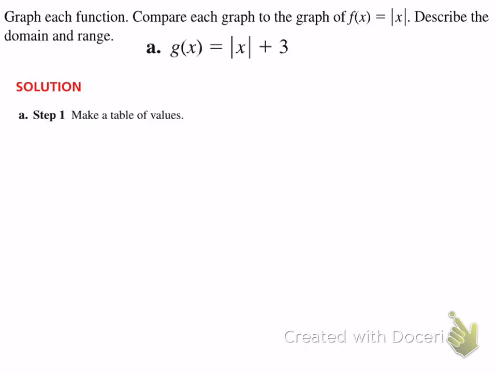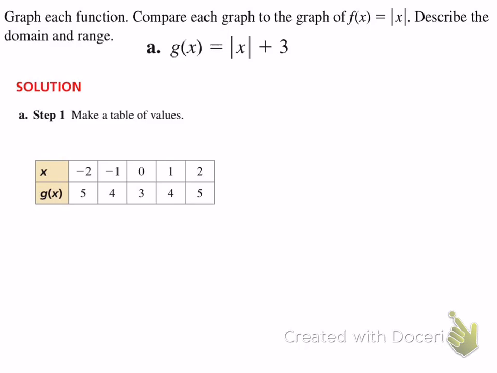Okay, some negatives, some positives. I choose my x's. Now they're choosing these. When x is negative 2, the only thing you got to make sure of is that you're doing your order of operations correctly. Now, although my PowerPoint chose my x's, you're going to have to choose your own x's. Is that clear? And make your table.